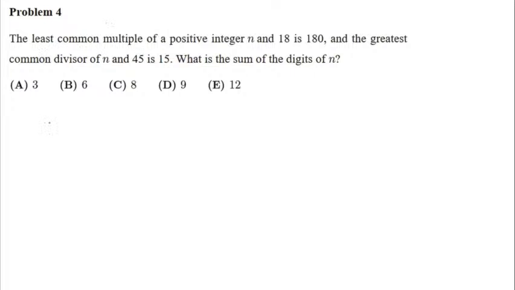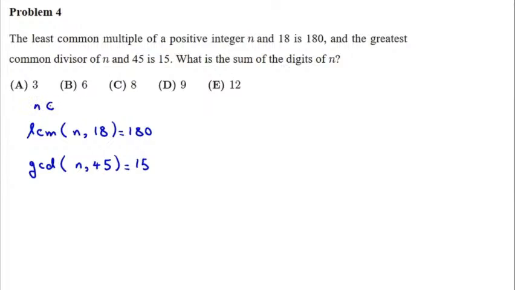So let's solve it. The least common multiple, LCM, of a positive integer n and 18 is 180. And the greatest common divisor, GCD, of n and 45 is 15. What is the sum of the digits of n? And n is a positive integer. So here, if I prime factorize, like the problem I solved before the exam, 18 is 9 times 2, which is 2 times 3 squared. 180 is 2 squared times 3 squared times 5.